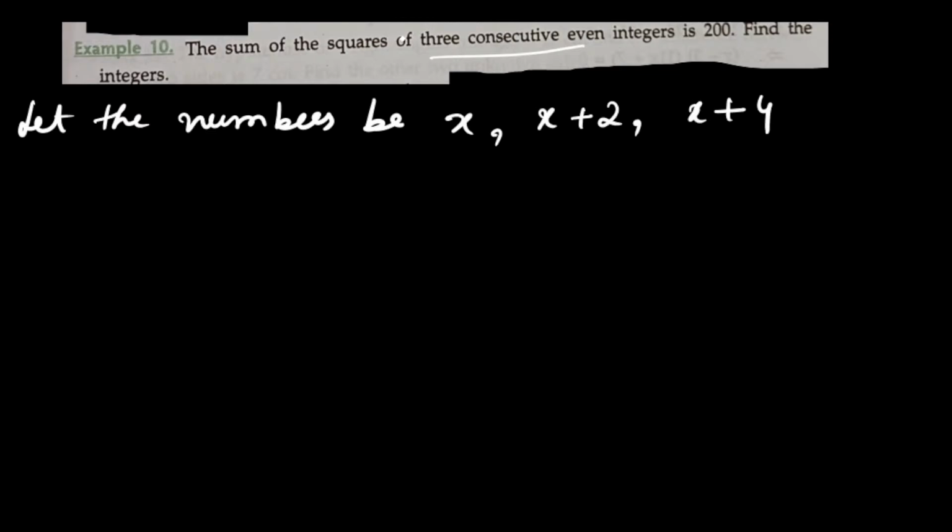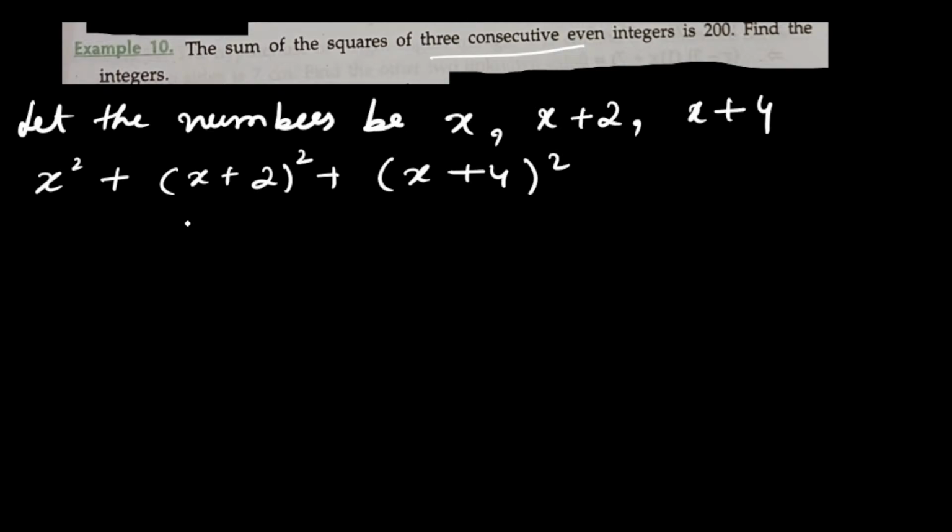because three consecutive numbers are there. So the sum of the squares of three consecutive numbers: when we do the sum of the squares, it will become x square plus x plus 2 whole square, because we have to sum the squares of the numbers. The first number is x, so x square. The second number is x plus 2, so x plus 2 square. The third number is x plus 4, so x plus 4 square. The sum of the squares is equal to 200. Now we can just simplify.